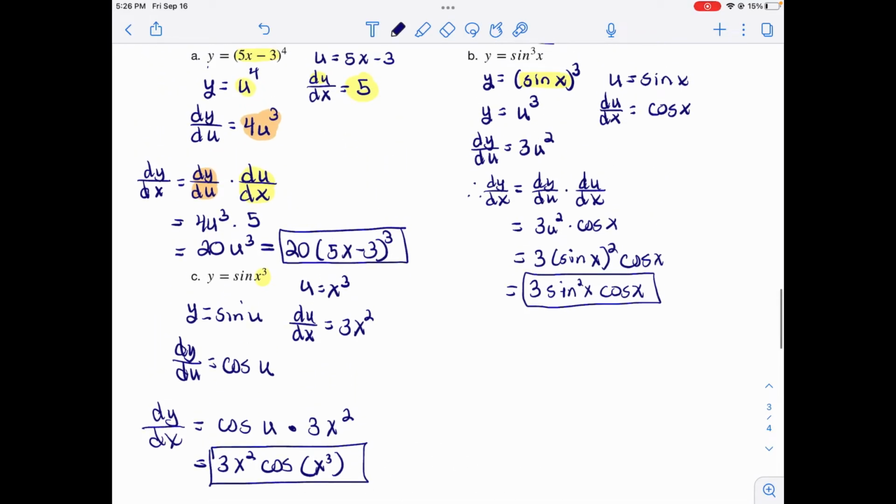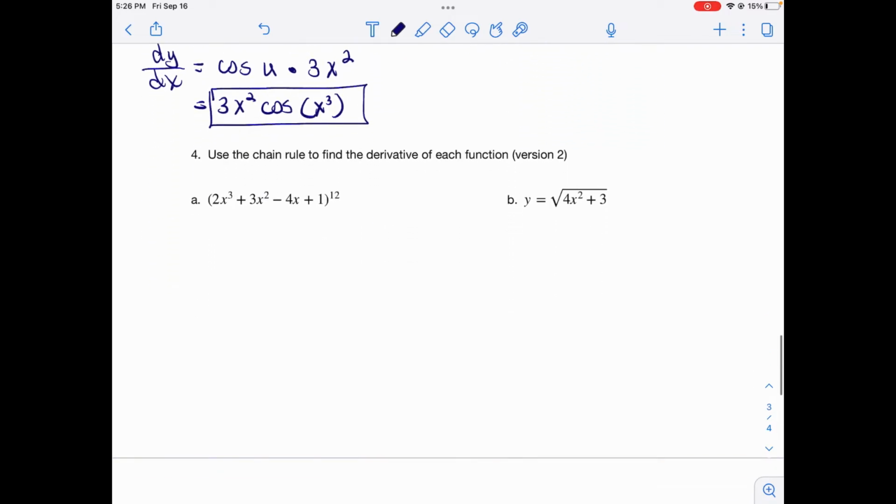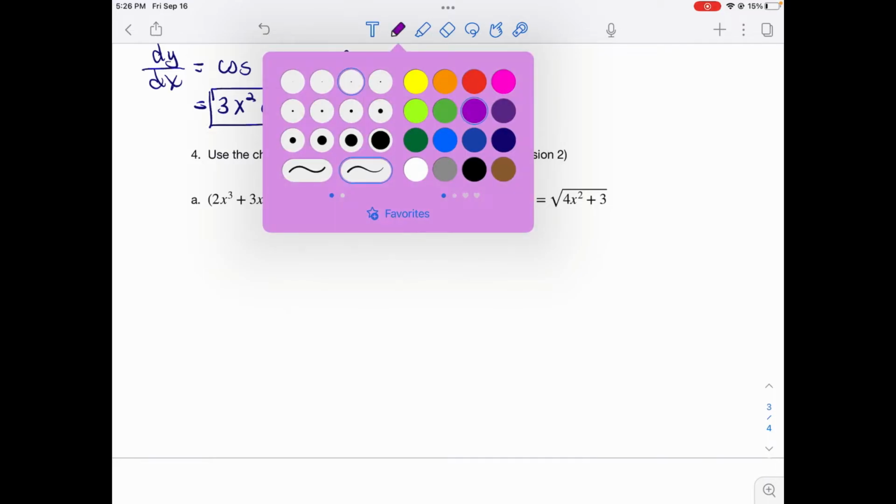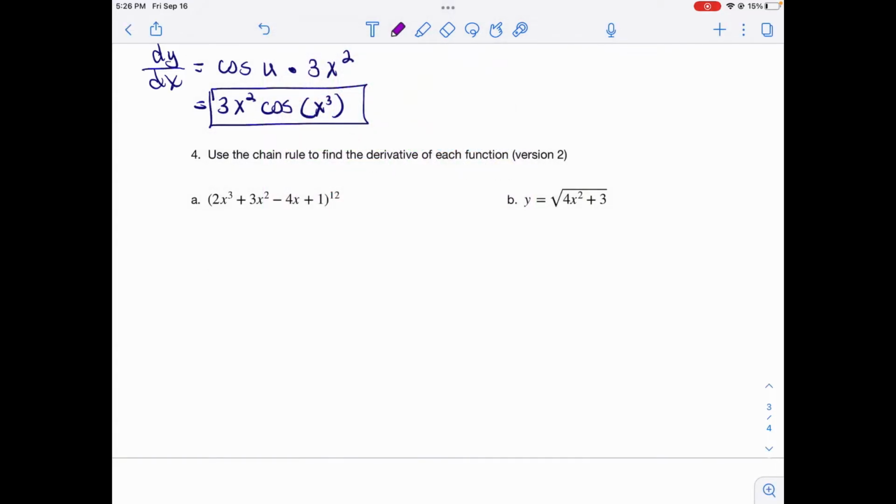Now that is version 1. Now I'm going to work the next 3, or problem 4, using version 2's technique. Basically, we're going to skip the step where you do the u substitution. We kind of do it in our head, in a way. And so you still need to identify that. So here my function y is equal to this polynomial raised to the 12th power.